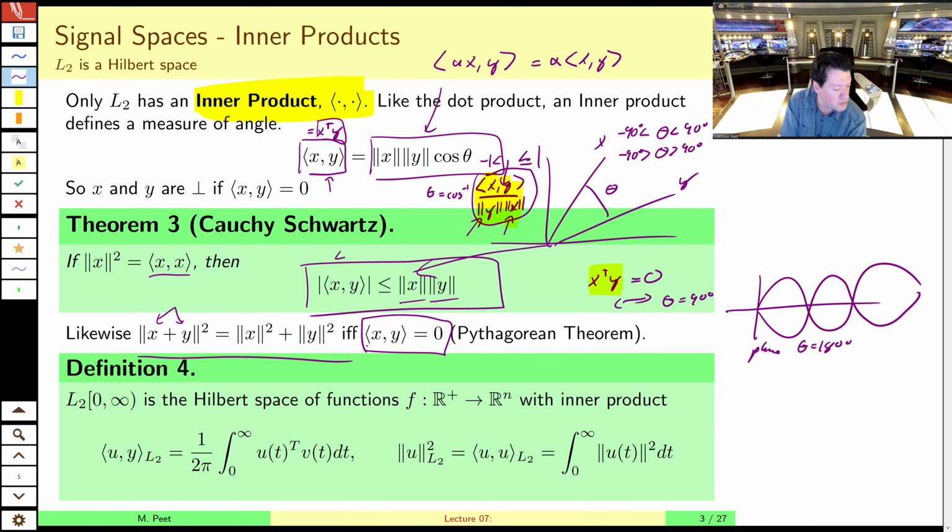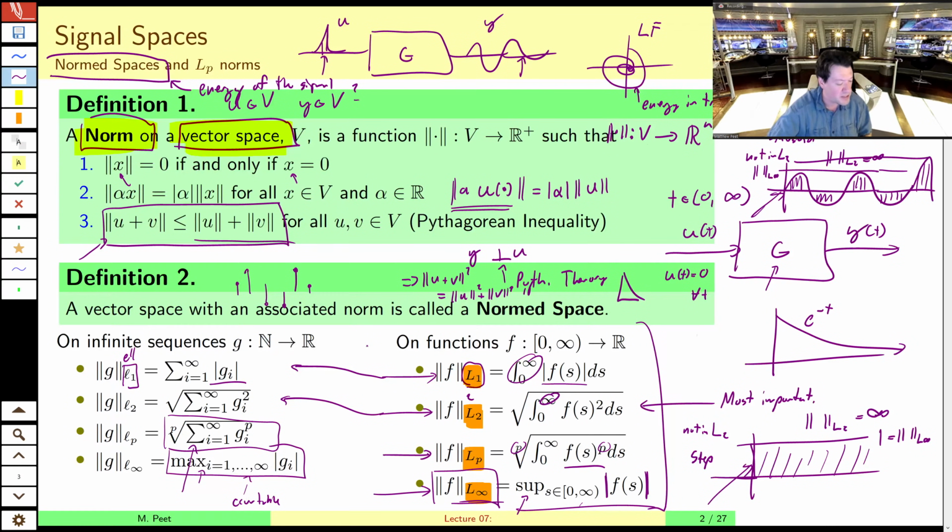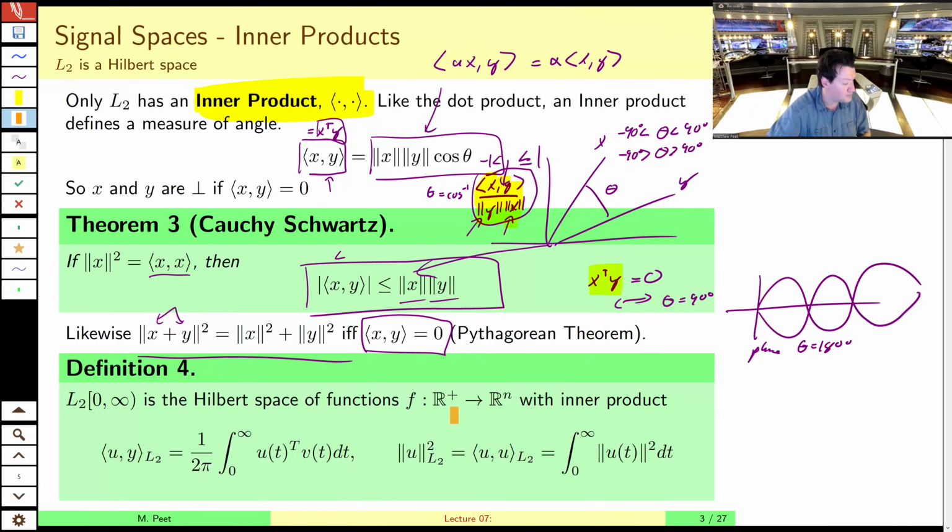So with that in mind, let's revisit our candidate norm spaces and ask whether any of these are in fact also an inner product space. Does there exist an inner product where the square root of the inner product of x with x is equal to the norm itself? It turns out only one of these, well actually two of these, has such an inner product space. None of the others do. And that one is the L2 norm, and of course, by extension, the little l2 norm.